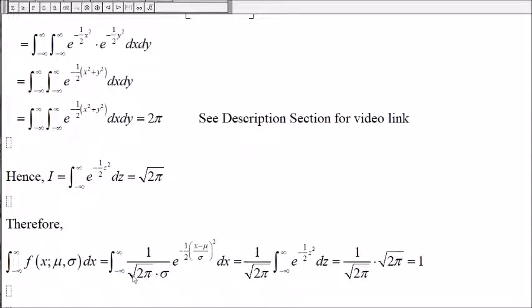And therefore the integral from negative infinity to positive infinity of the normal density function is equal to 1 over the square root of 2 pi, and then times this integral, and we have just shown that this integral is the square root of 2 pi. So 1 over the square root of 2 pi times the square root of 2 pi is 1.